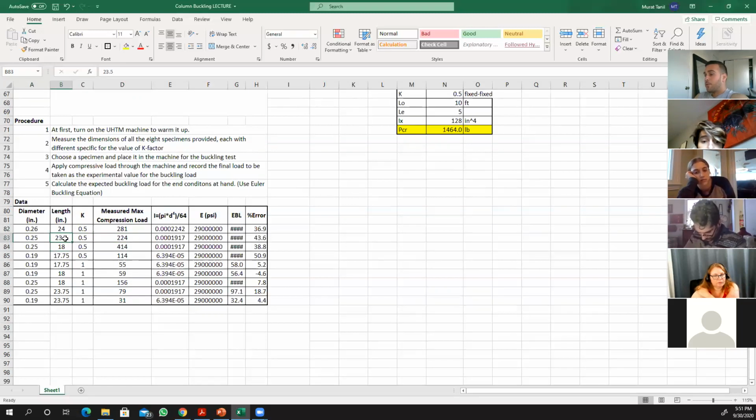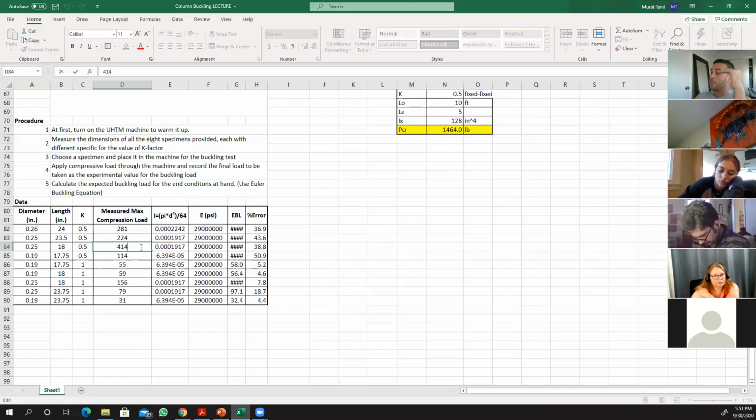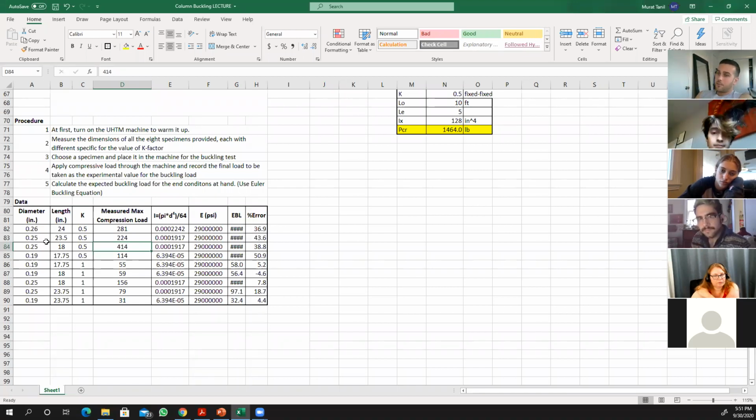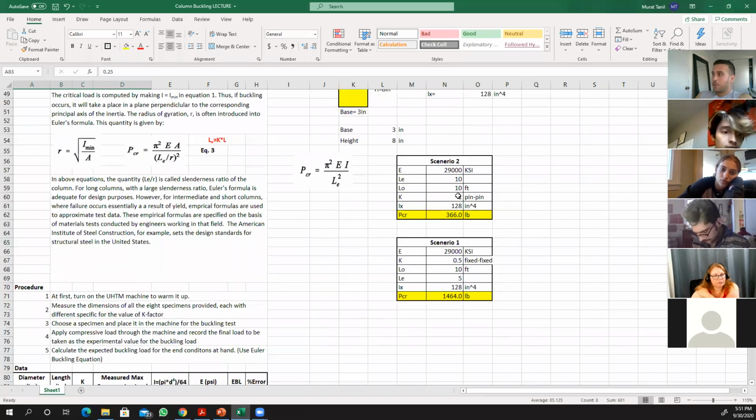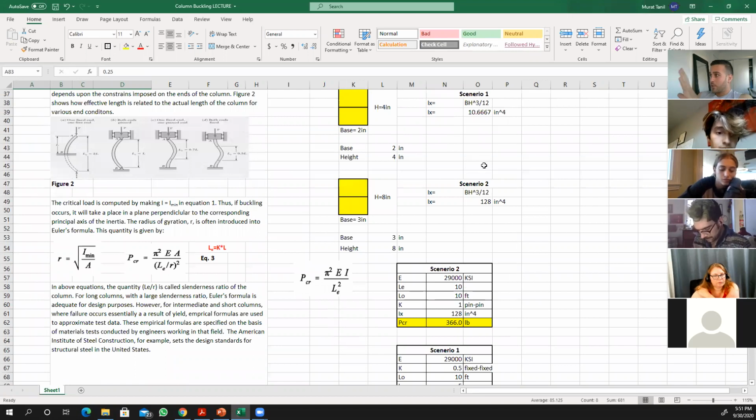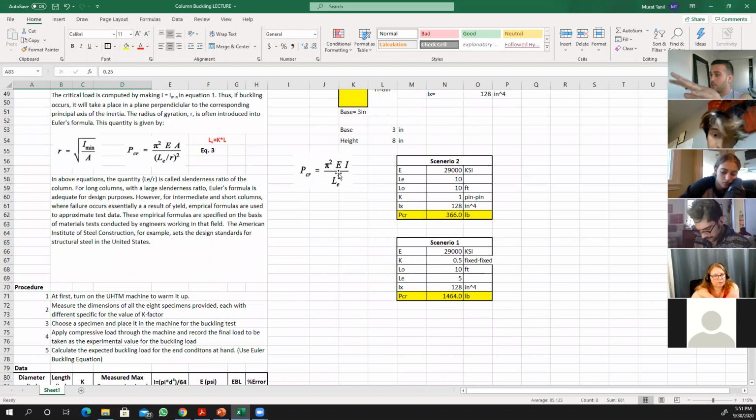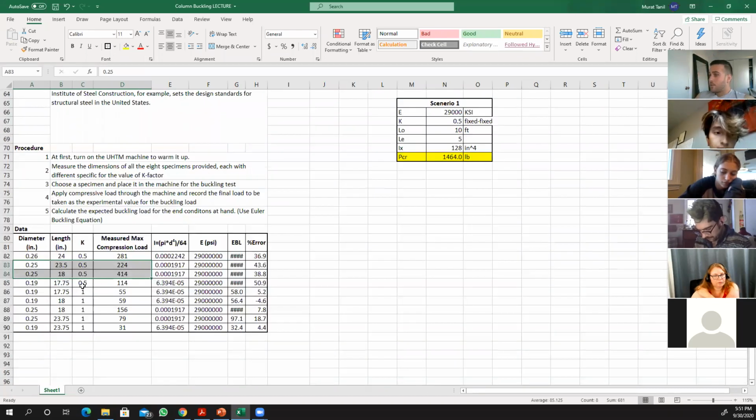You will see when you look at the 18-inch sample and the 23.5-inch sample. If your length is 23.5, you have 224. If you have a shorter section, you have 414. So in order to buckle this specimen, you have to apply 414 pounds. Is that clear? Piero? Yes, sir. Understand the difference, I tried to explain these scenarios over here. So after looking at these different scenarios, how we play the numbers, the moment of inertia and the length and the modulus of elasticity, this makes sense. So this comes from the experiment, right?